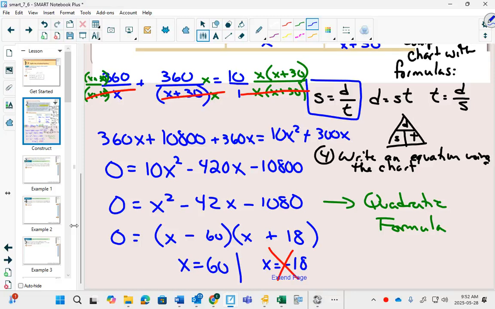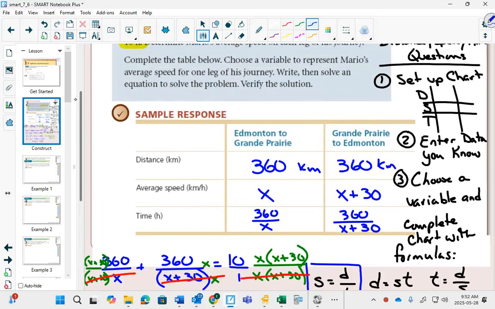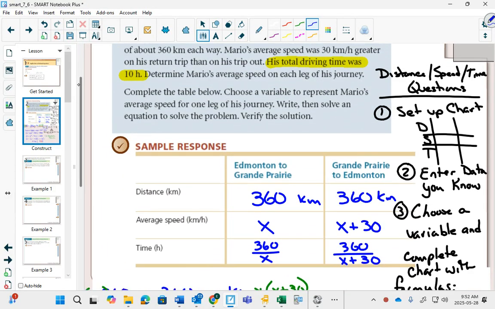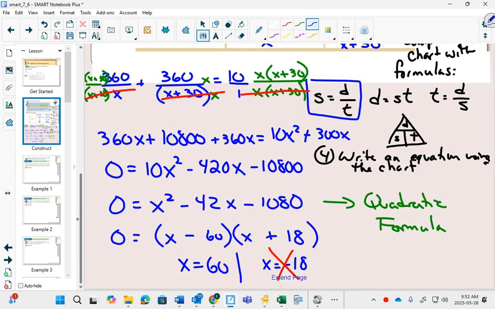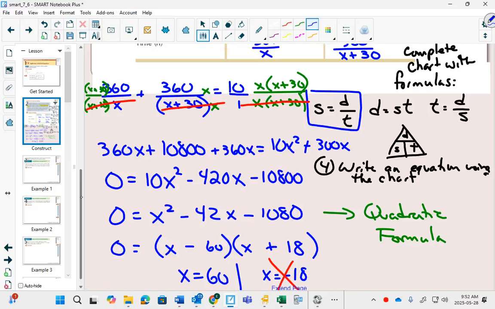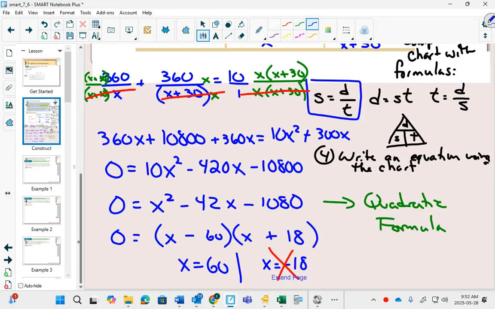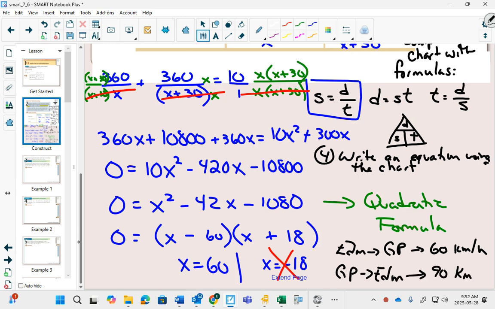So x equals 60 is the only answer. I would probably recommend the quadratic formula. Determine Mario's average speeds on each leg. Let's look at our chart. First we went Edmonton to Grande Prairie. That one was 60 kilometers per hour. And then Grande Prairie back to Edmonton. That one would be plus 30, which would be 90 kilometers per hour.